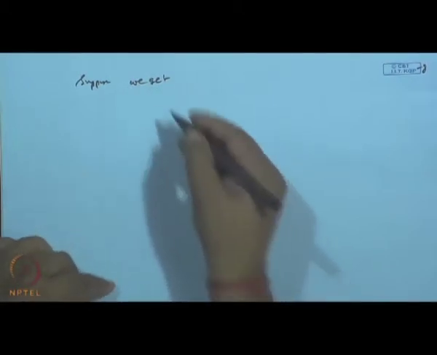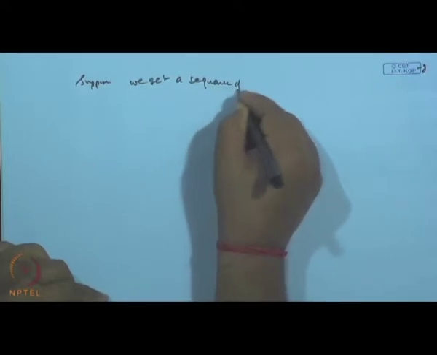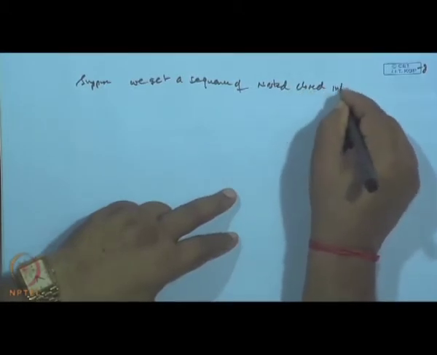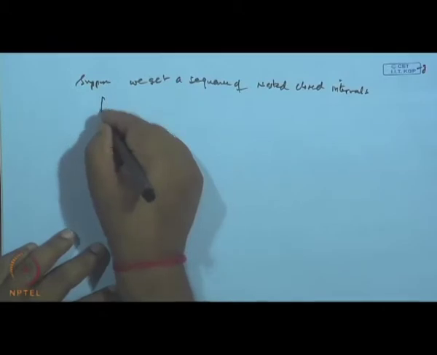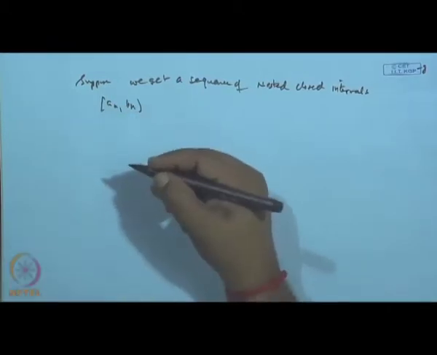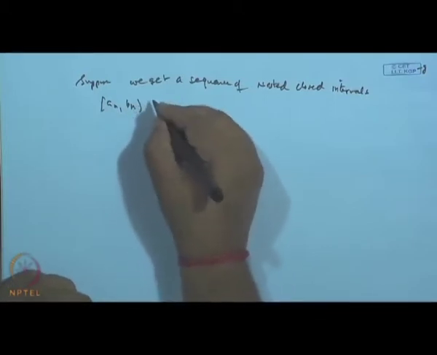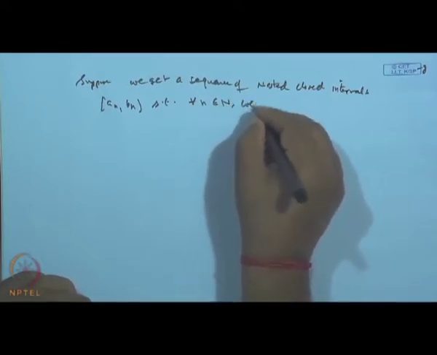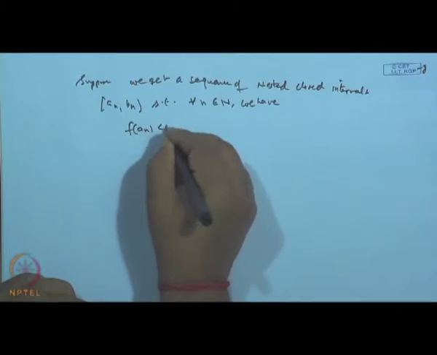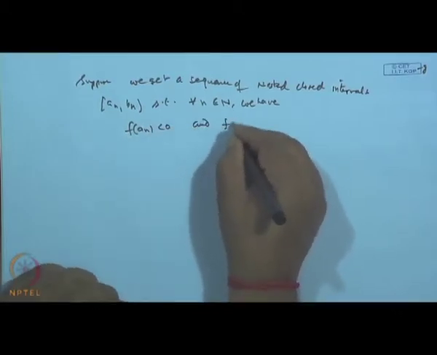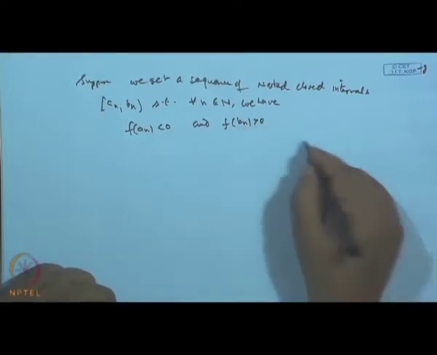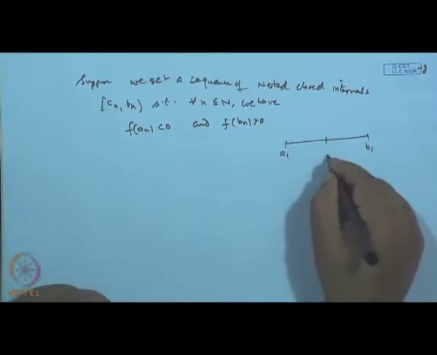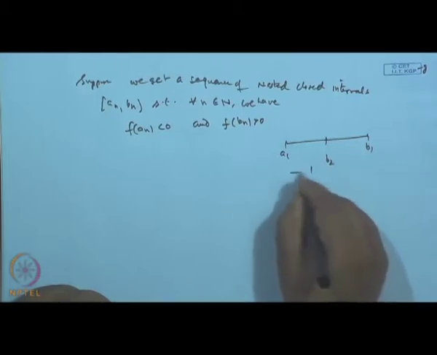the sequence of nested closed intervals An Bn, such that for every n belongs to capital N, the value of f at An is negative and the value of the function at the point Bn is positive. So, this is the sequence of nested intervals, say A1 B1, then once you divide, here is A2 B2, and further divide like this.